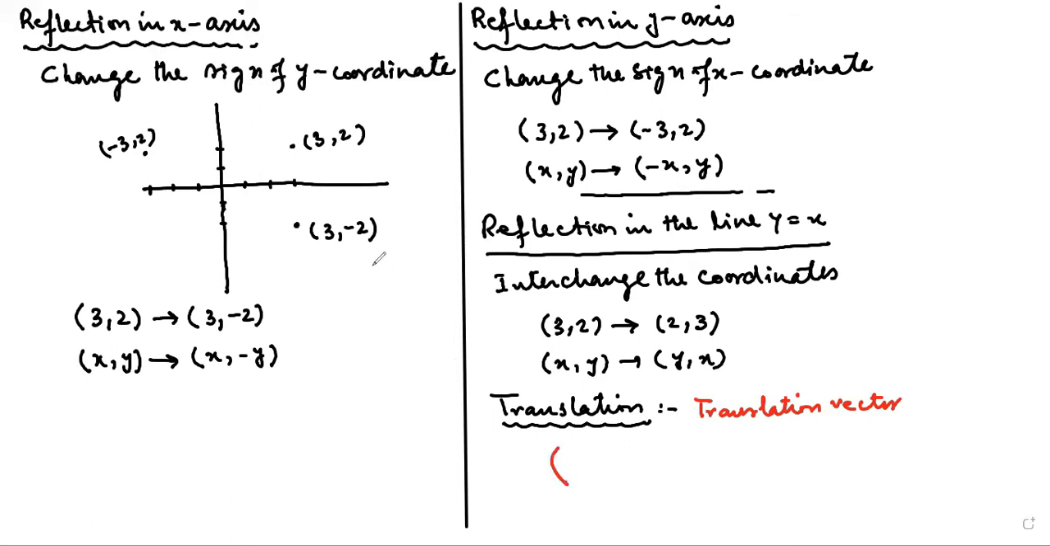1, 3 means we will shift the, this one is the change in x, and this one is change in y. We will shift the given diagram 1 unit towards right and 3 units towards up.